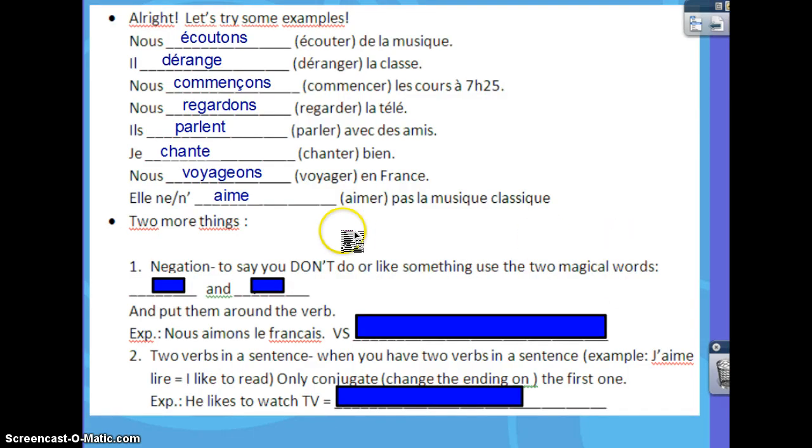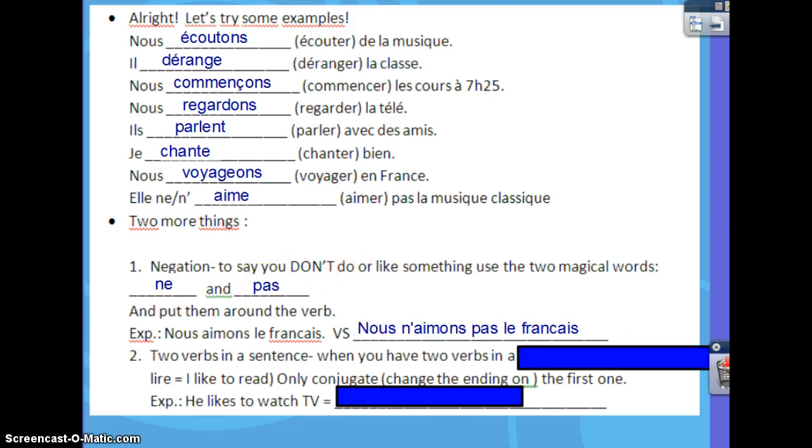I believe we've talked about these before, but just a quick little reminder about negation. In order to say that you don't do or like something, you have to add in those words ne and pas, and you always put them around the verb. The verb is whatever the ending change occurred on. So if you, instead of saying nous aimons le français, we like French, wanted to say we don't like French, it would be nous n'aimons pas le français.